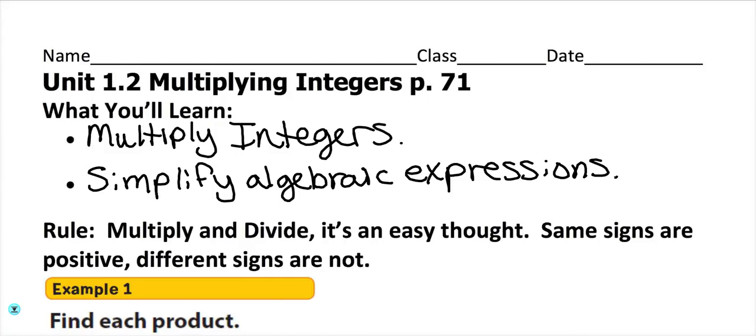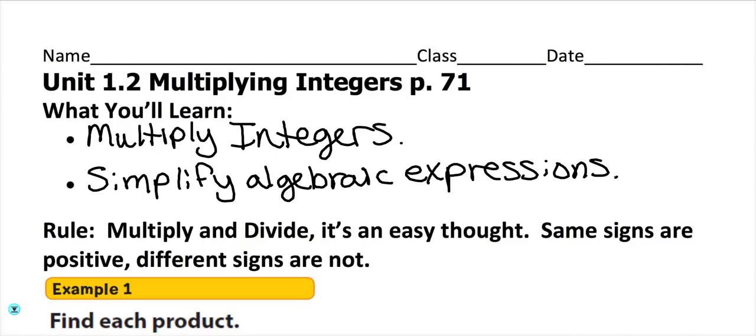Okay? Now I want you to sing it with me this time, or at least kind of to yourself. All right? Multiply and divide, it's an easy thought. Same signs are positive, different signs are not. All right, so sounds great, but what does it mean?